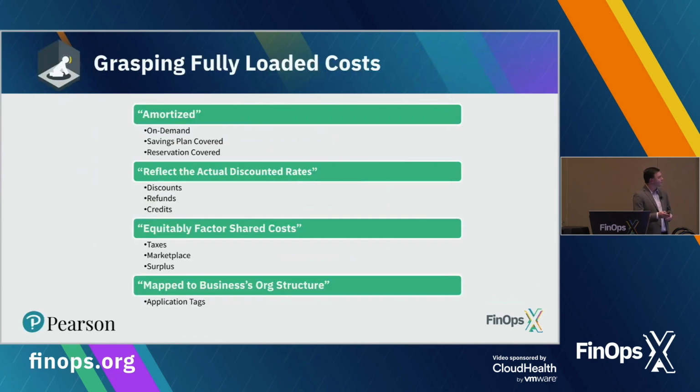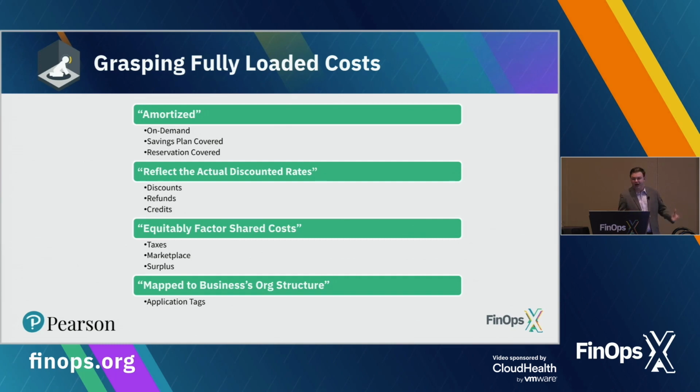And so one of the first things that I want to step back and make sure that we all understand, this is in the awareness, grasping fully loaded costs. To quote a book that I'm sure we are all very familiar with, if not, it is in your swag bag. Please read it. Fully loaded costs are amortized, reflect the actual discounted rates, equitably factor in shared cost, and are mapped to the business organizational structure. That's very good, but it doesn't quite give you the breakdown, especially in the AWS terms.